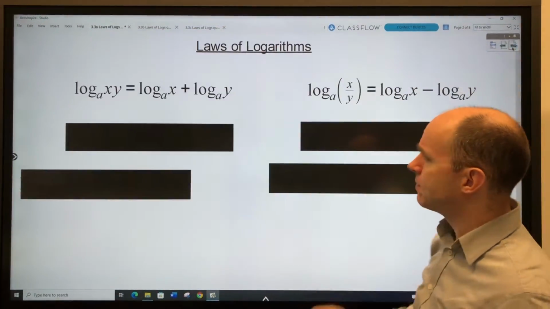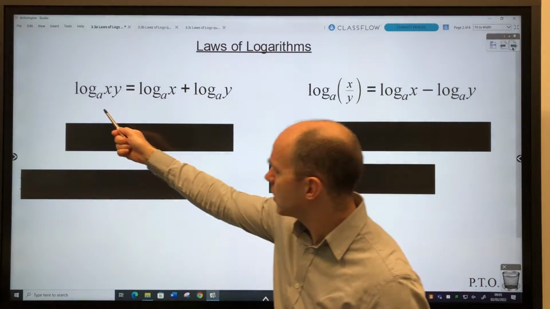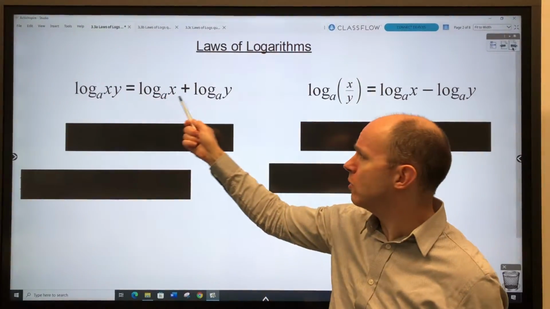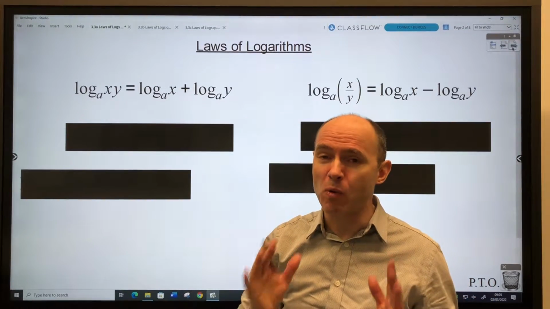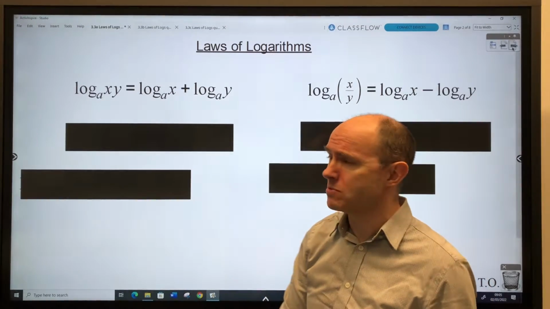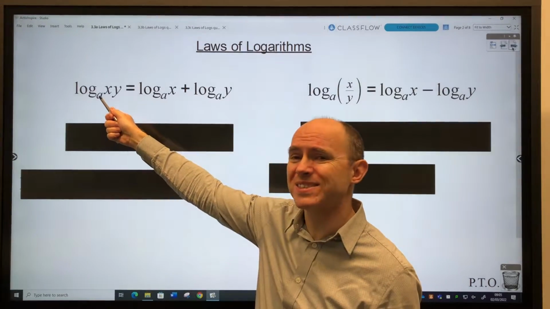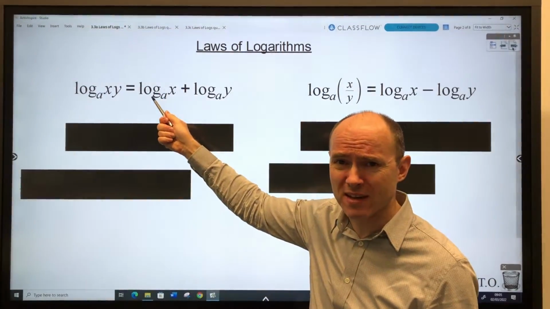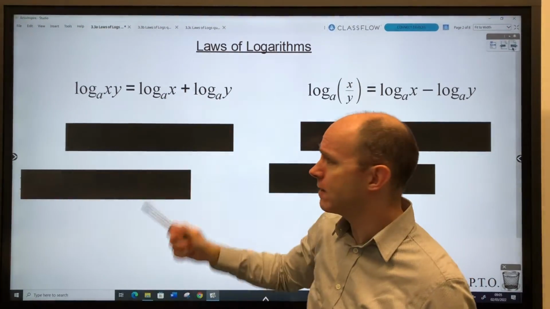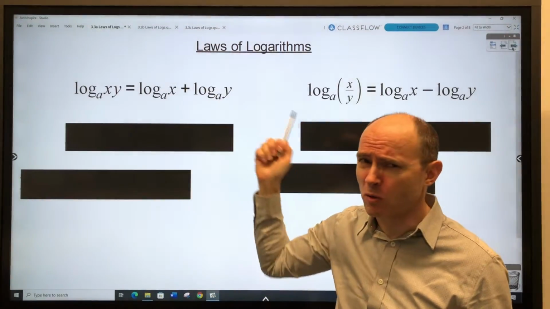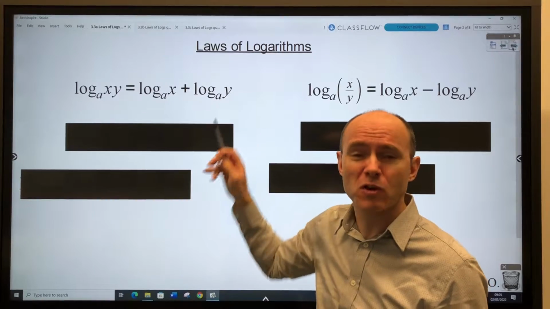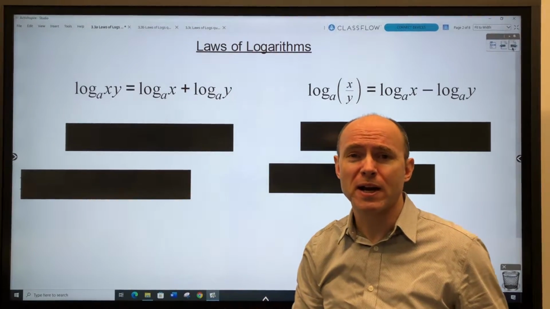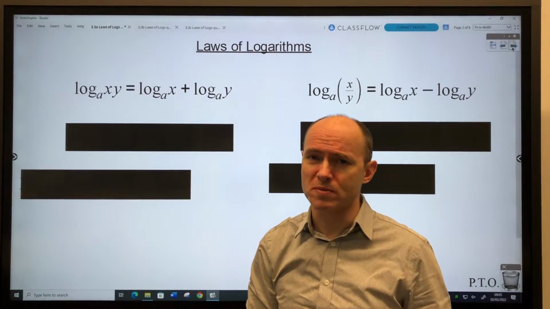So let's look at the first two first of all. We've got log of xy is equal to log of x plus log of y. Now, these work with any base, however, the bases have got to be the same throughout. So if that is, for example, base 7, it's got to be base 7 there and base 7 there. It will not work if that was base 3 and that was base 2. You've got to have the same bases throughout, and that's the same with all of the laws of logarithms, okay?